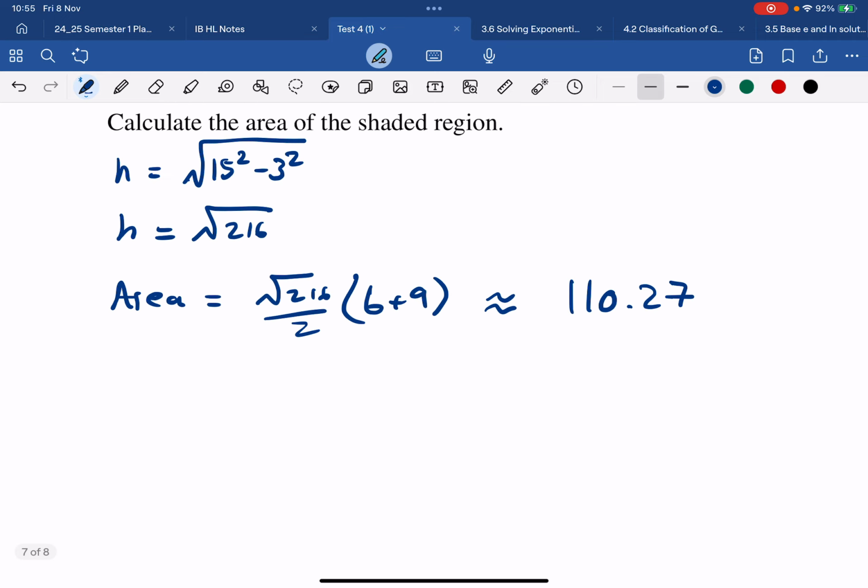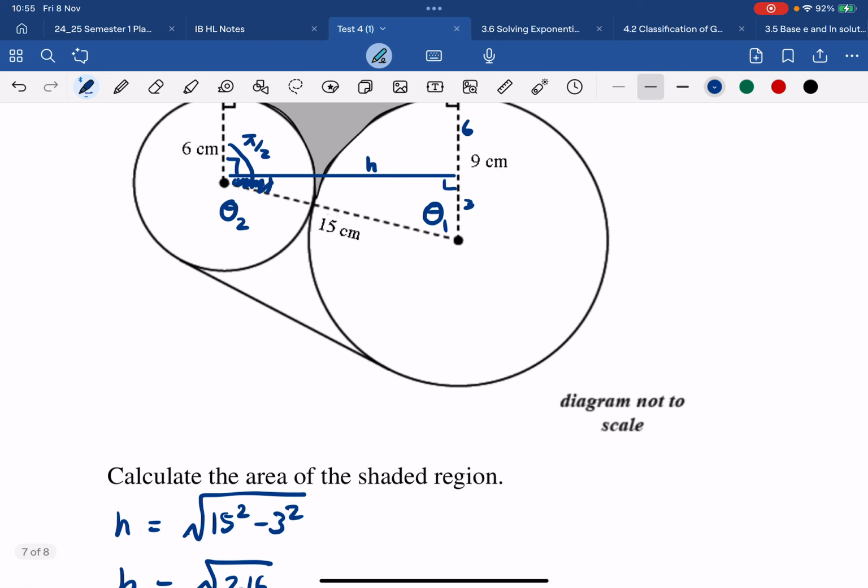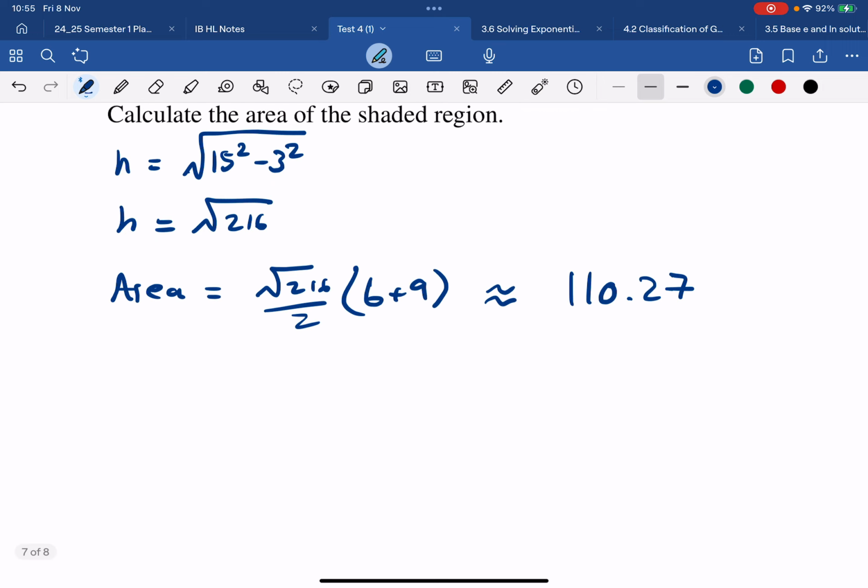So from that first one, we can just use right-angled trig and say that cosine theta 1 is equal to 3 divided by 15. So theta 1 then becomes approximately 1.37. And I'm in radian mode because I'm using radian measure for these sectors.